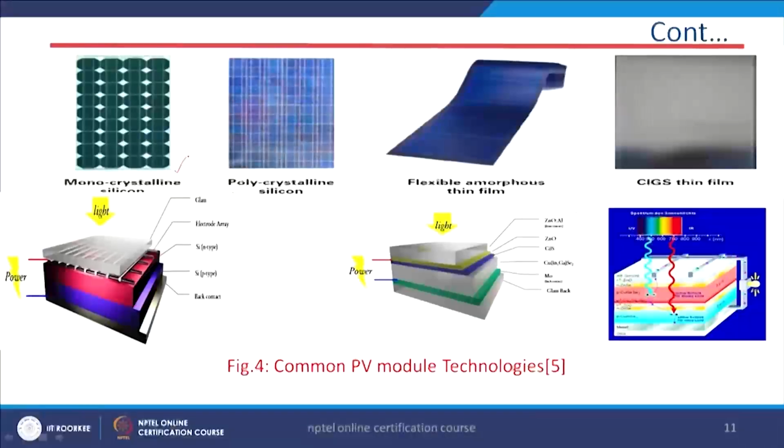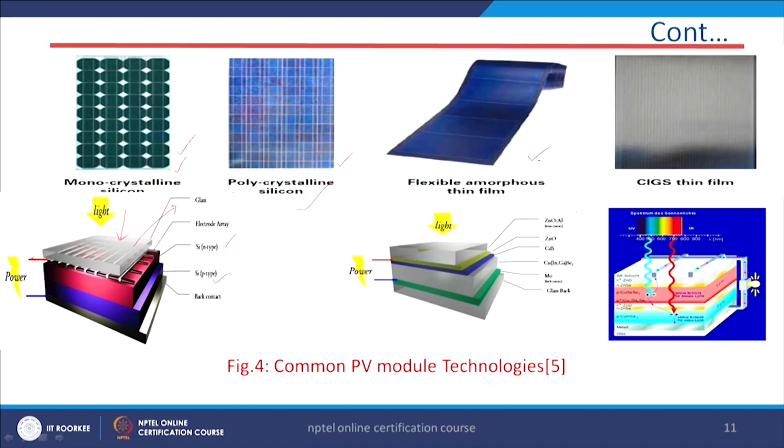Now, these are some pictures of monocrystalline silicon, and here you can see the glass. The top one is the glass, and these are the electrodes, then N type silicon, and this is P type silicon, and the last one is the back contact. When light falls, the power will be generated. Here the current is going to flow. Now, the second one is the polycrystalline silicon type.